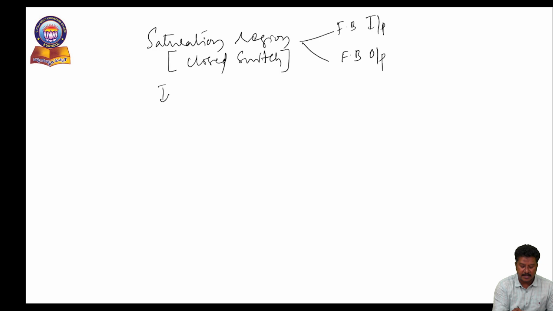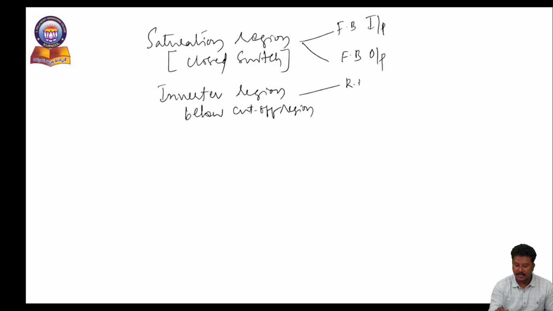If I want to use the transistor in the inverter region, below the cutoff region, I have to use the input as reverse bias and the output as forward bias. Exactly opposite to the active region condition, where input is forward bias and output is reverse bias in the amplifier case. Whereas in the inverter region, the input is reverse bias and the output is forward bias. All these regions we come across, especially in the configurations. This is the knowledge we require from the configuration and, at the same time, the biasing conditions.